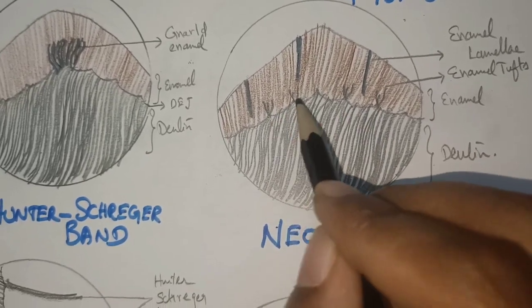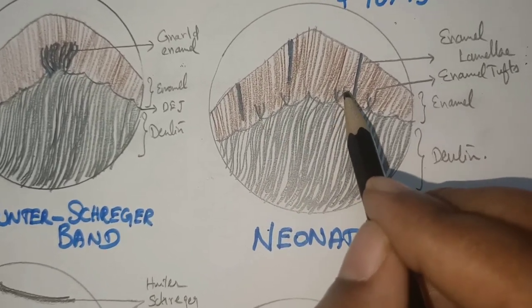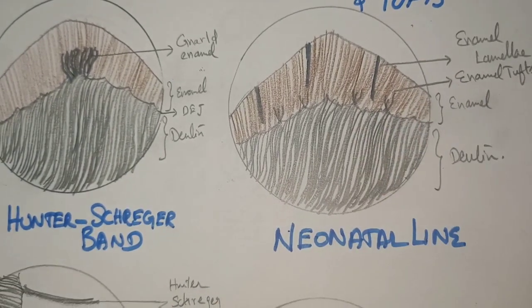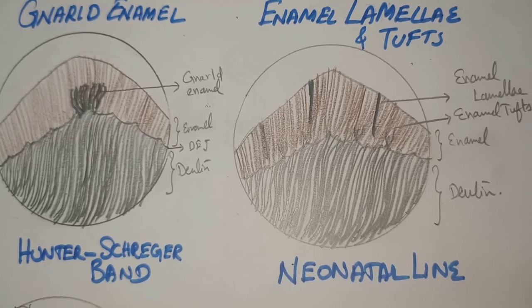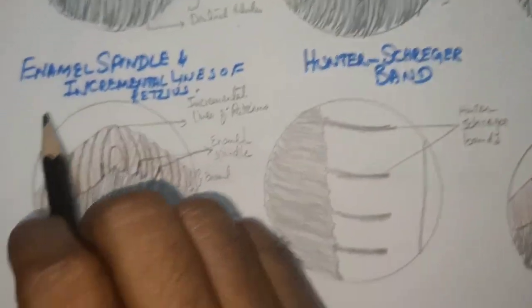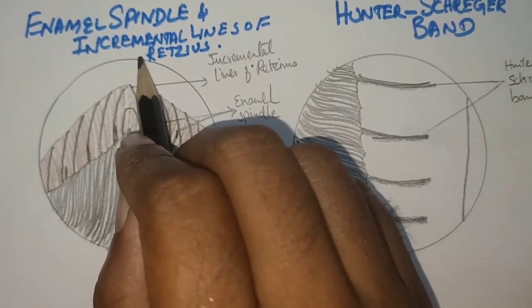Here near the DEJ you can see tuft-like or grass-like structures. Those are called enamel tufts. That is why the name enamel tuft has been given. Okay, we move on to the next structure, that is enamel spindle and incremental lines of Retzius.